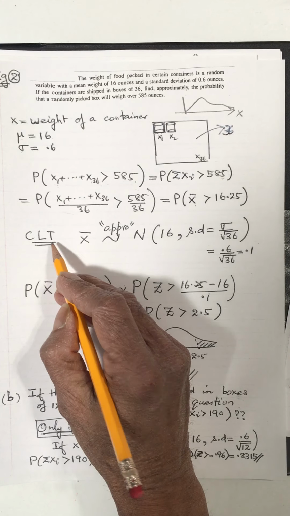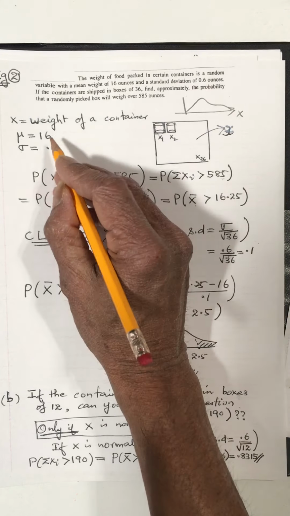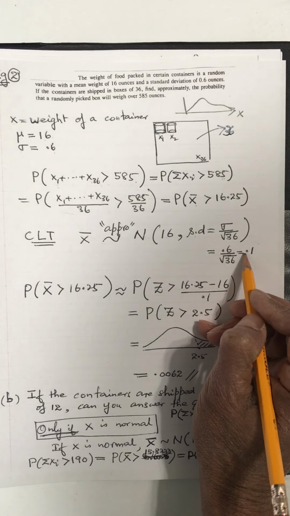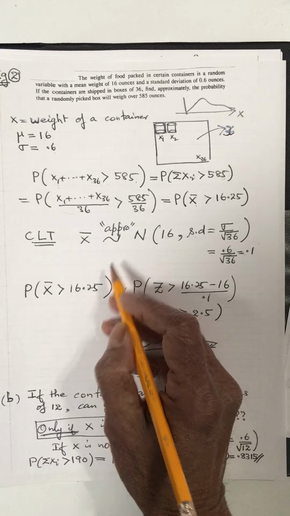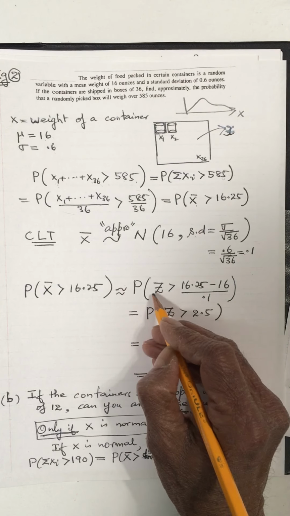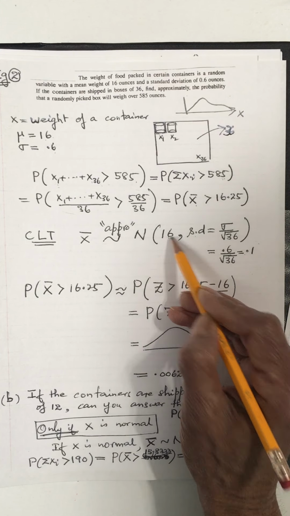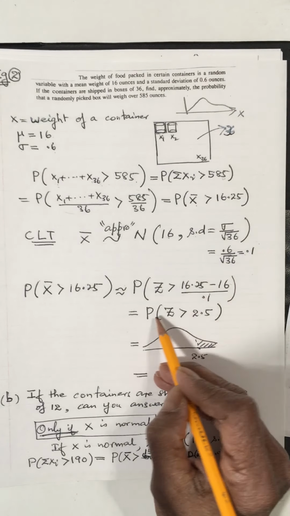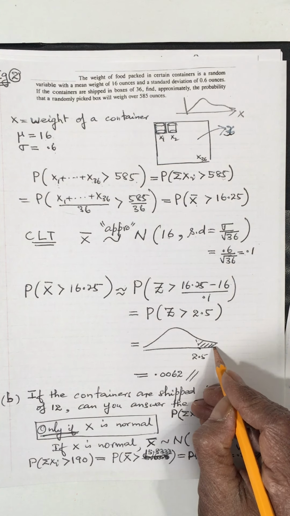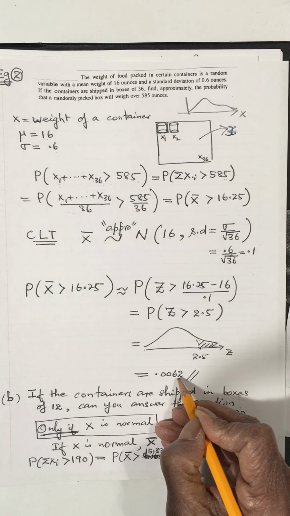According to the central limit theorem, for large n, x bar is normally distributed with mean 16 and standard deviation equal to the standard deviation divided by square root of 36, which is going to be 0.1. So now you apply this normal curve to get the probability x bar greater than 16.25. Convert this into z: this thing minus 16 divided by this standard deviation. So it's going to be the probability z more than 2.5. From the z curve you need to get this area. Find from the z curve, it is going to be 0.0062.